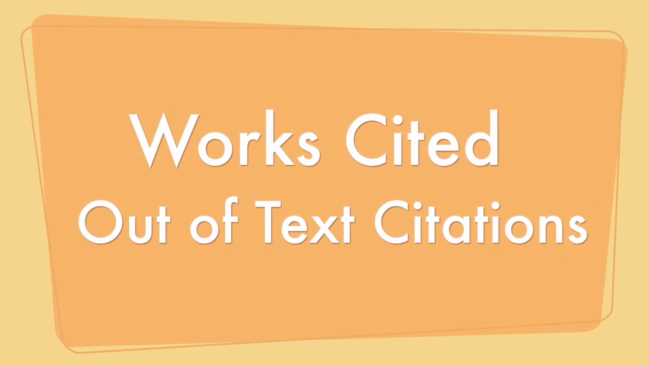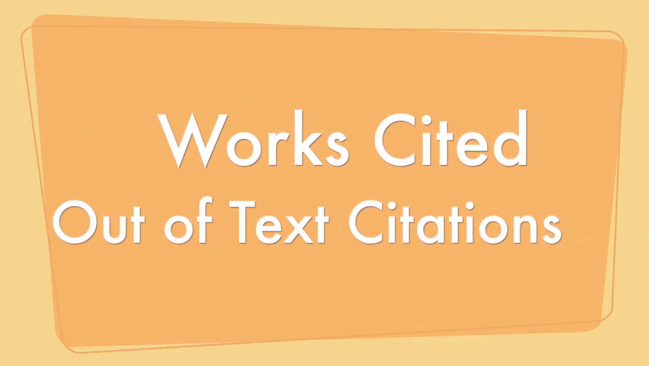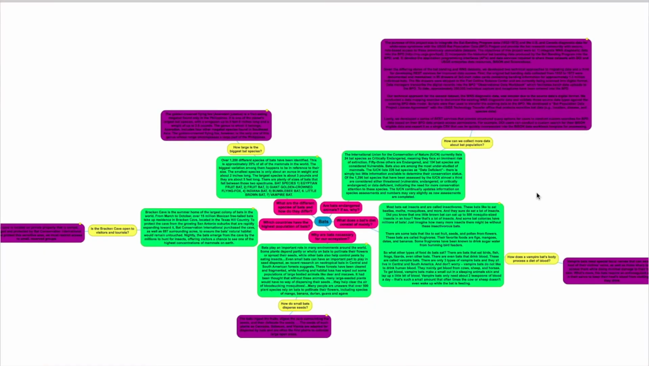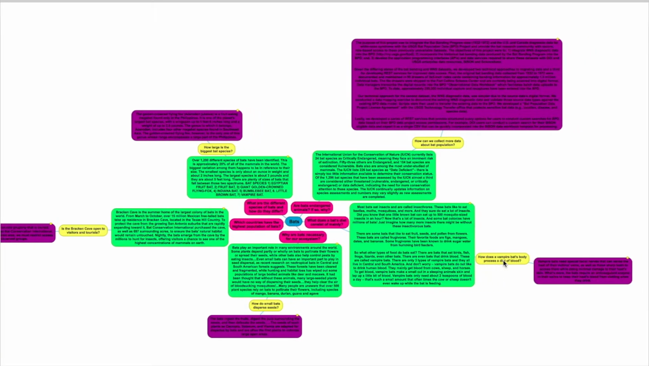Works cited out-of-text citations. At this point, your Simple Mind mind map should have 4 tiers of inquiry complete. You have your first round questions, your researched answers, your second round questions, and those researched answers.